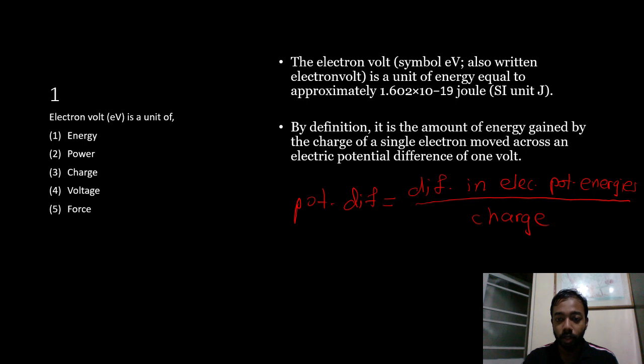So if you multiply the potential difference by charge, if you just do the cross multiplication here, you get the difference in potential energies. So actually the product of potential difference and charge gives you energy. So here the correct answer is answer number 1.